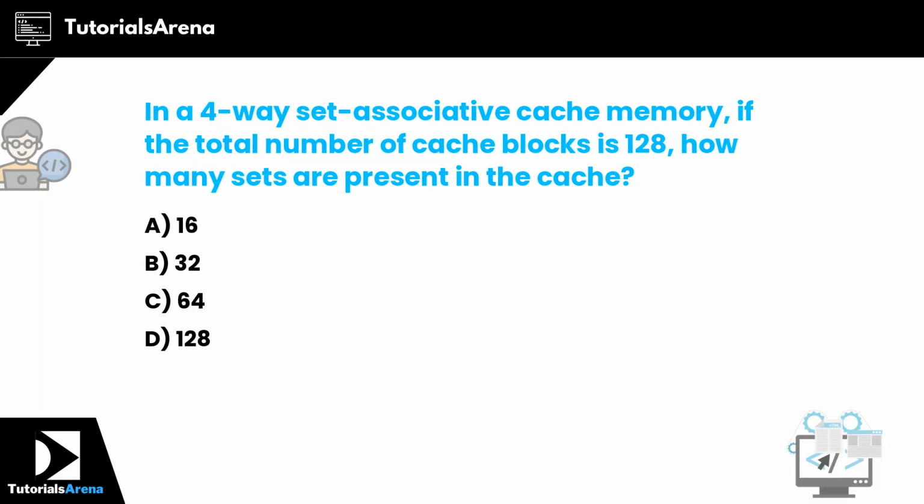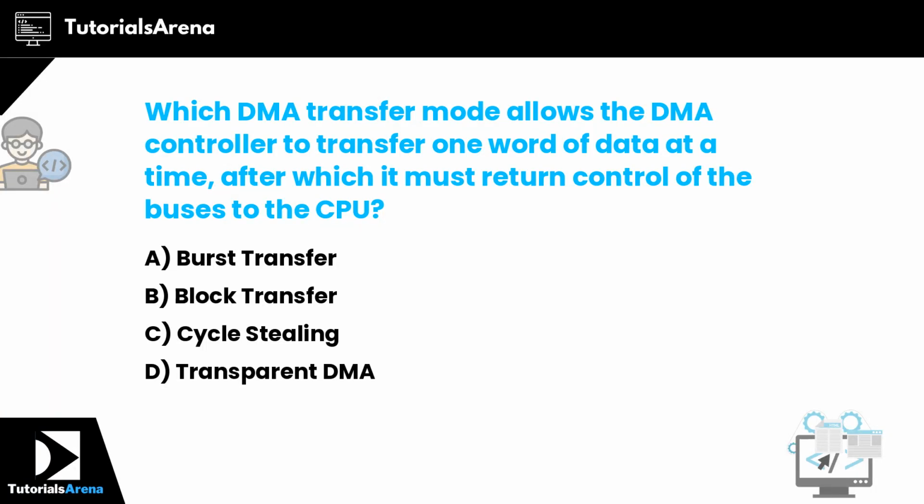In a four-way set-associative cache memory, if the total number of cache blocks is 128, how many sets are present in the cache? The correct answer is option B, 32. Which DMA transfer mode allows the DMA controller to transfer one word of data at a time, after which it must return control of the buses to the CPU? The correct answer is option C, cycle stealing.